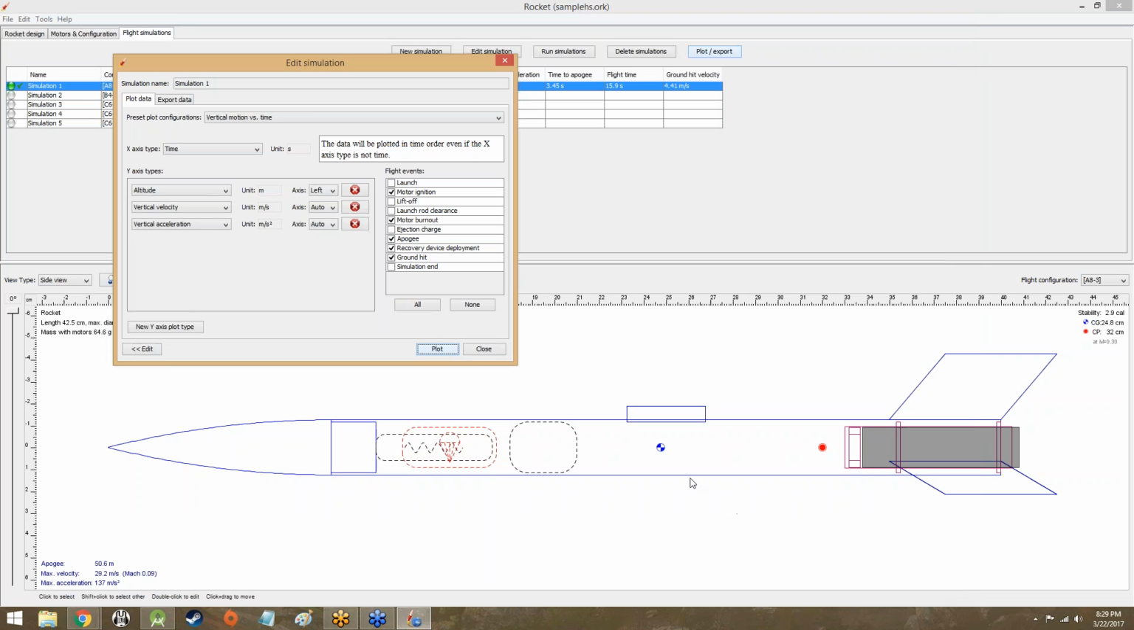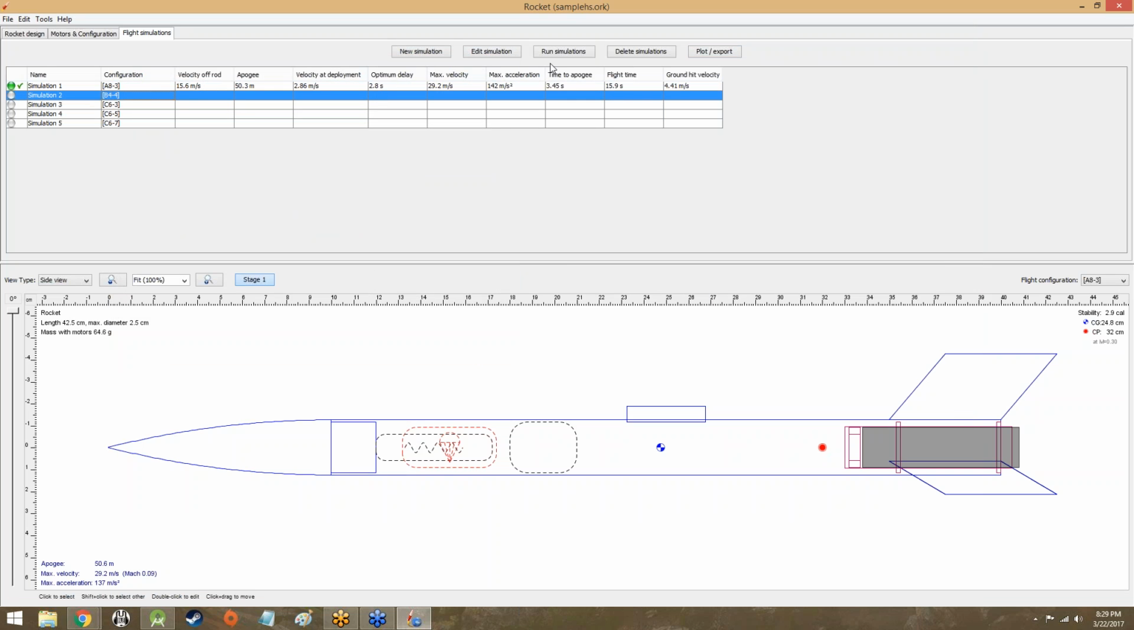So let's take a look at some of these other ones and see how they stack up. So run this one. Again, velocity off-rod, 18.2, apogee, 134. Now we're looking at more than double the height for the apogee. Velocity at deployment is a little bit faster. Optimum delay, I didn't point this one out before, but optimum delay is roughly the time between last motor burnout and maximum possible altitude. So this gives you a hint as to what you should set your final number for on your motor configuration.